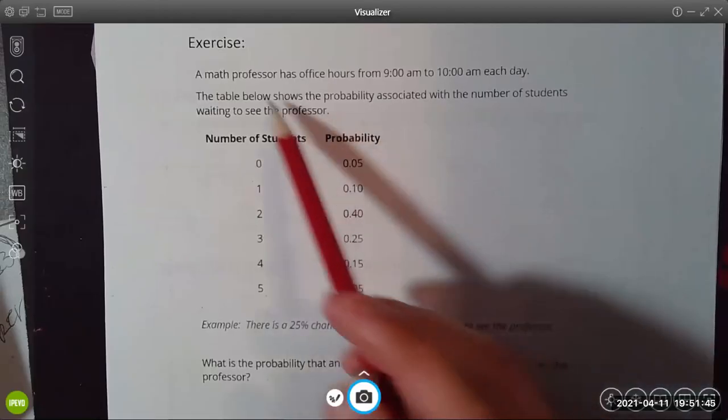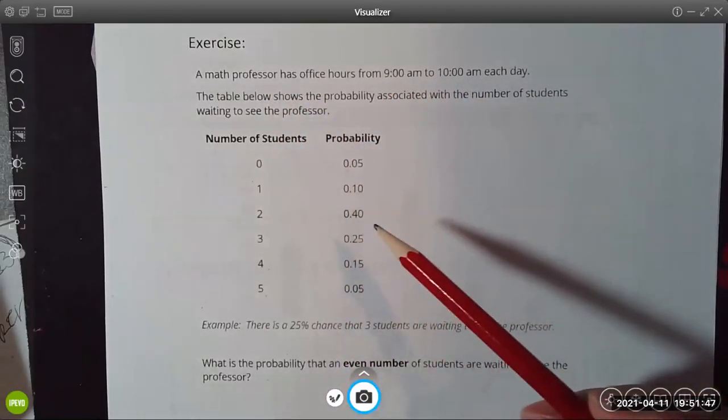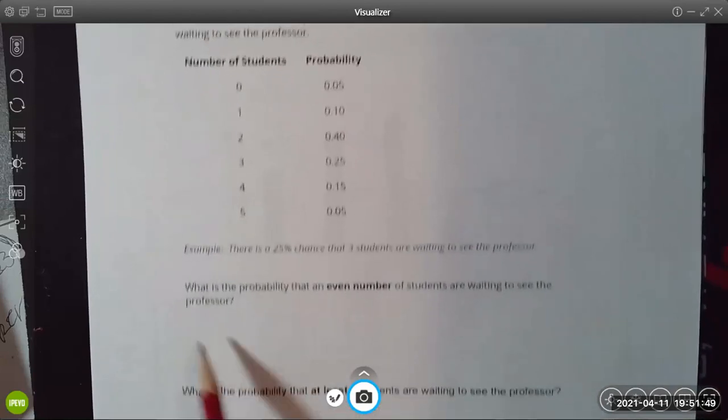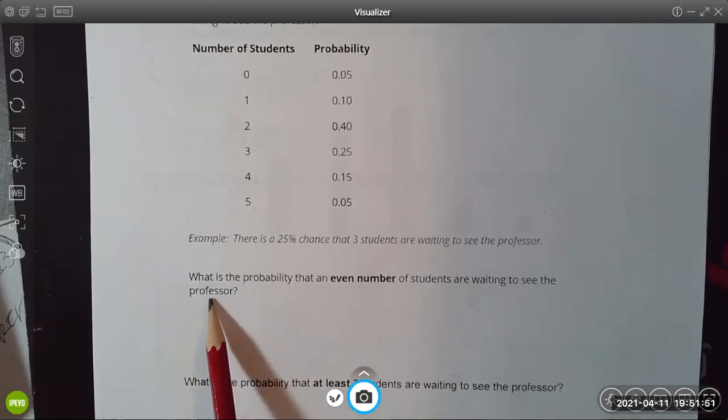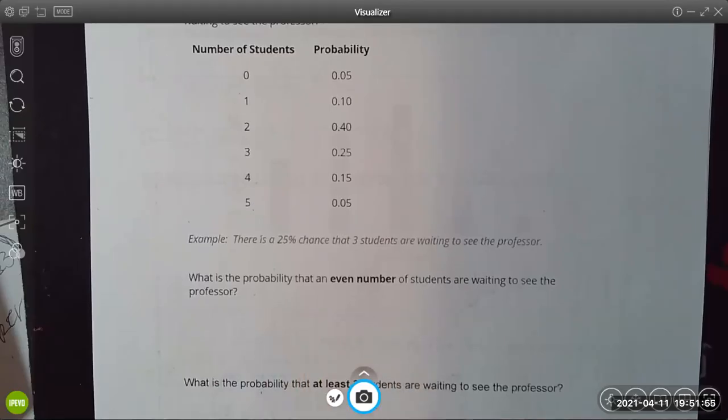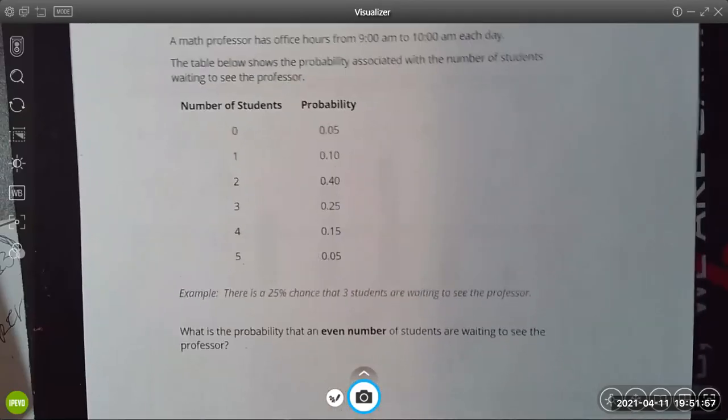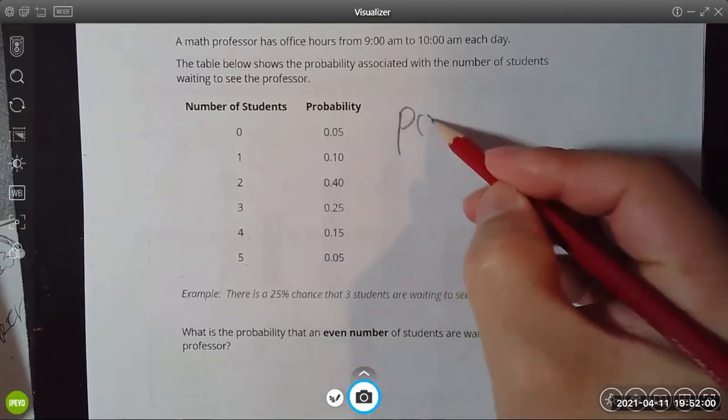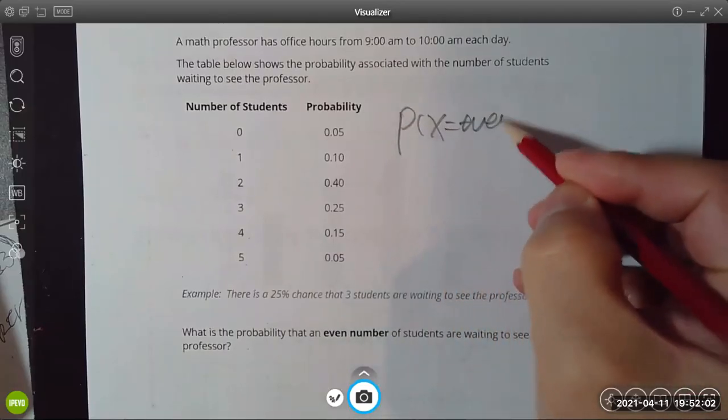Basically, the description is exactly the same. This table is even exactly the same. We just have different questions here. So let's go to the question directly. What is the probability that an even number of students are waiting to see the professor? So basically, this x is an even number.